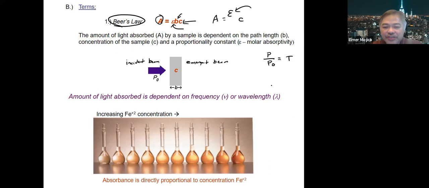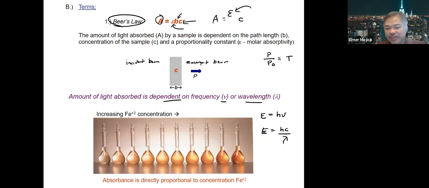So here you could see that the amount of light is dependent on the frequency, or wavelength. So how do we put it in terms of the relationship that we have? The amount of light in the form of energy is dependent on the frequency. So what's the relationship of light with frequency? It's directly proportional. But how about the amount of light or energy with the wavelength?